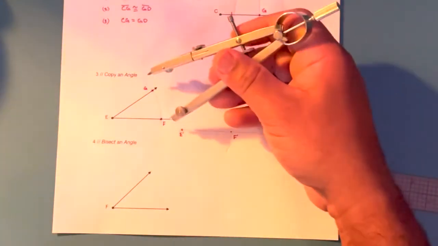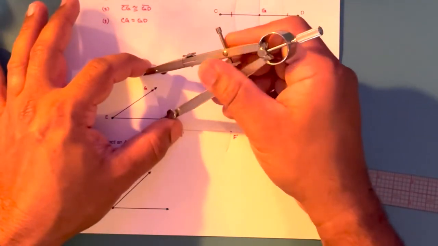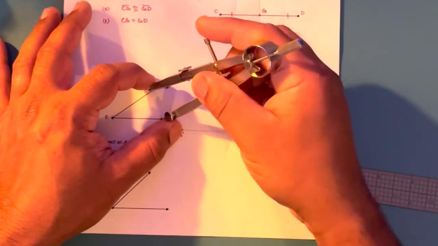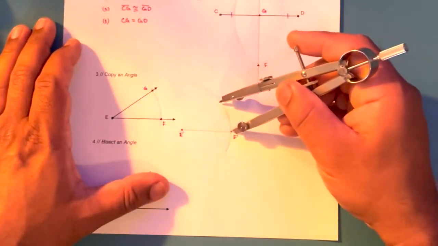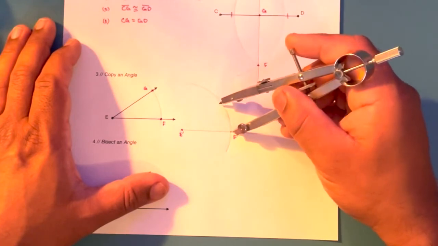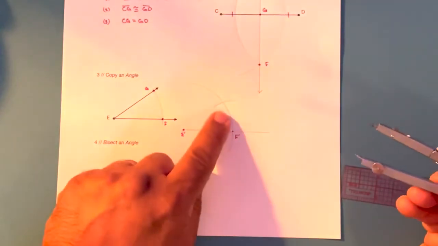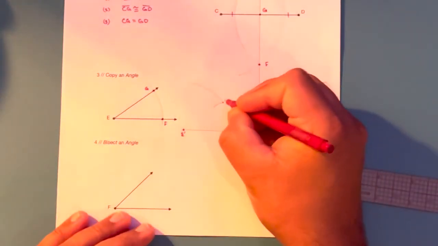So I'm going to measure from F to G. So I'm going to put my compass at the distance from F to G. And I'm going to move it over here, put the point on F prime, and draw an arc. And I just got that point, G. In this case, G prime.